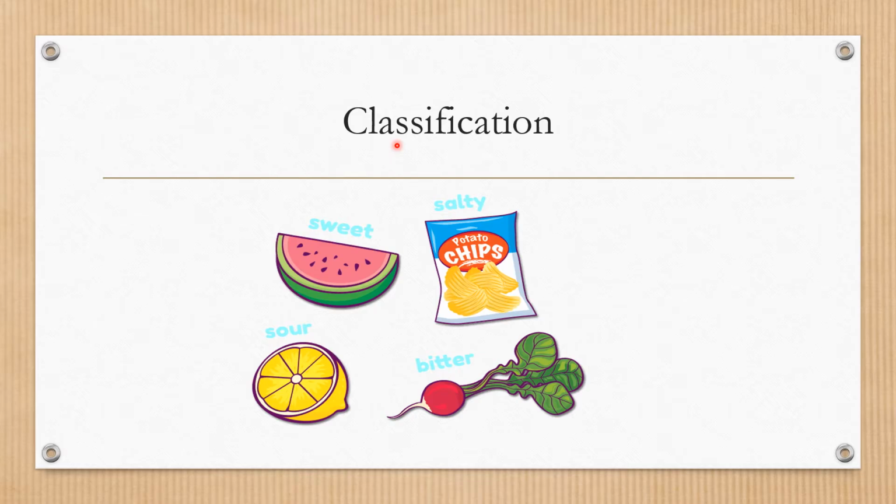See this picture. What is the first thing that comes to your mind when you see this? The first one is watermelon. It is sweet in taste, okay? And the next one is potato chips. It is salty. And the third one is lemon. It is sour. And then the fourth one is beetroot. It is bitter in taste, okay? The first thing that comes to our mind is taste, okay? Years back, scientists in Greece classified things based on taste, okay?